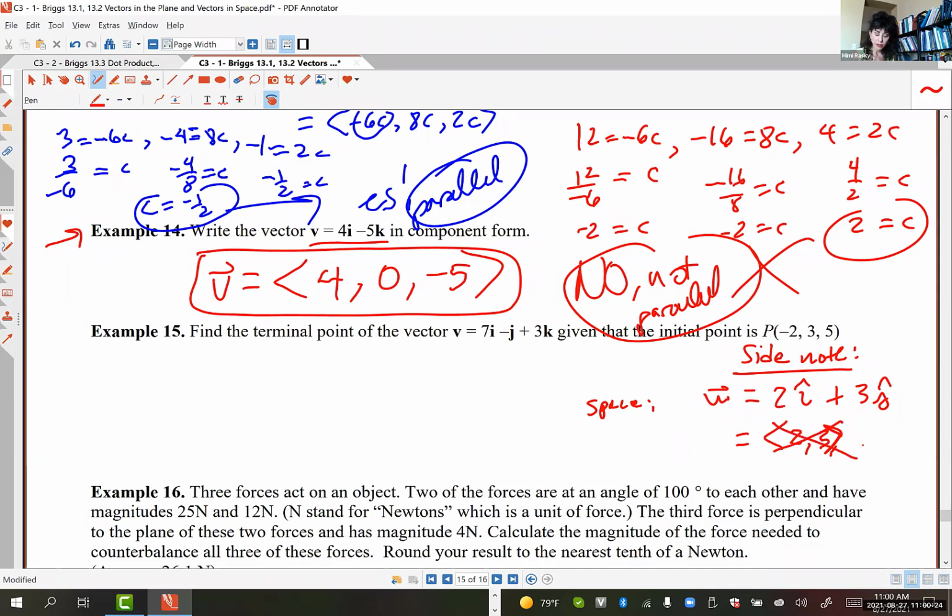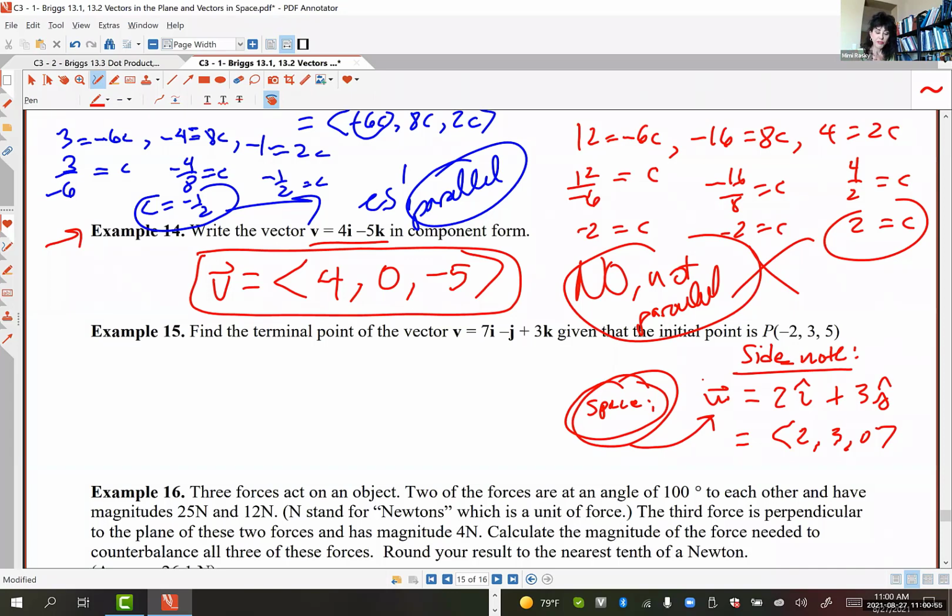This would be wrong. Well, how come? There's no K. But if you are working in 3D, you have to acknowledge the fact that there is a K, even if the K is not shown in your IJK format, if you're really being told that you're working in 3D. So the correct component form for this particular vector, since they're telling us you're working in space, has a 0, and it does have a third component.